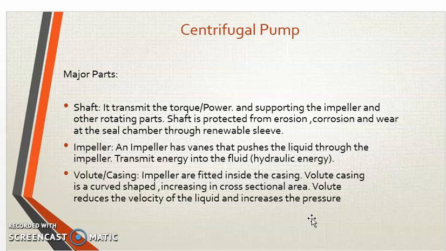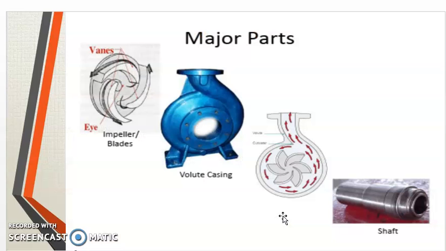The impeller we have already discussed. The volute we have also already seen in the pictures. What is the volute? In the casing, we can read it again. Impellers are fitted inside the casing. The volute casing is curve-shaped, with an increasing cross-sectional area. The volute reduces the velocity of the liquid and increases the pressure, as we have learned before.